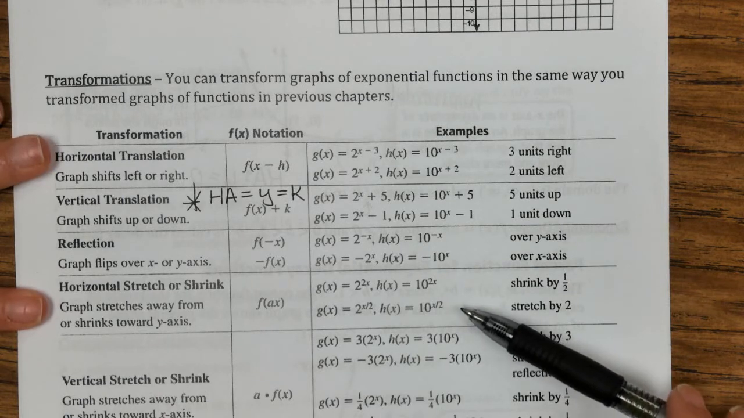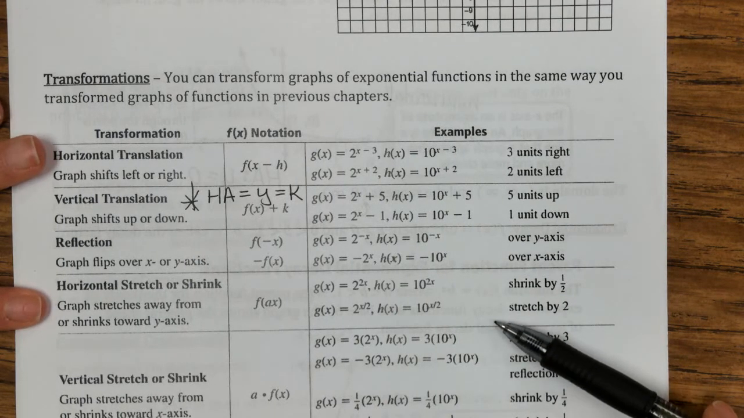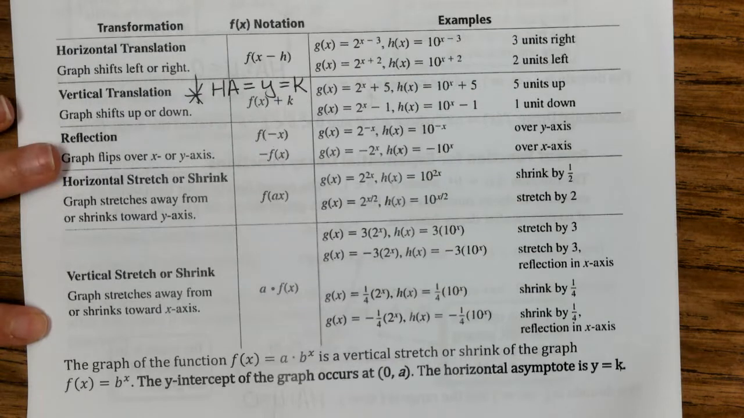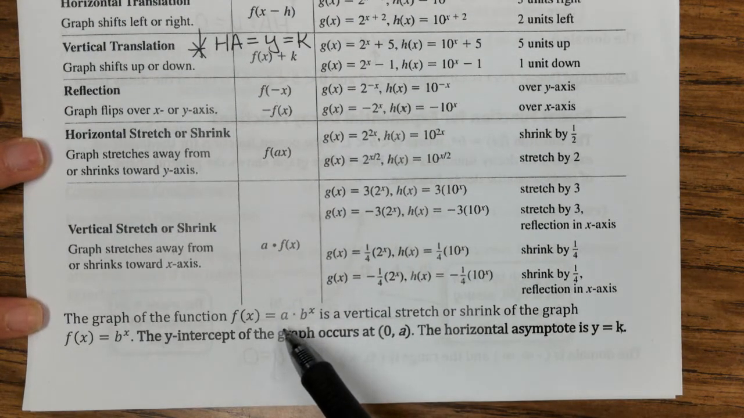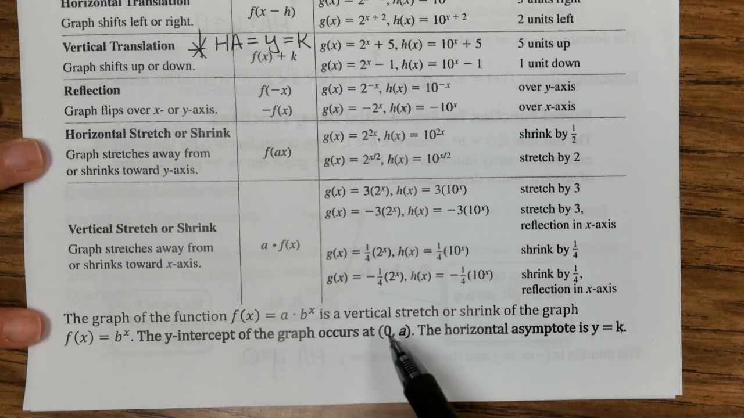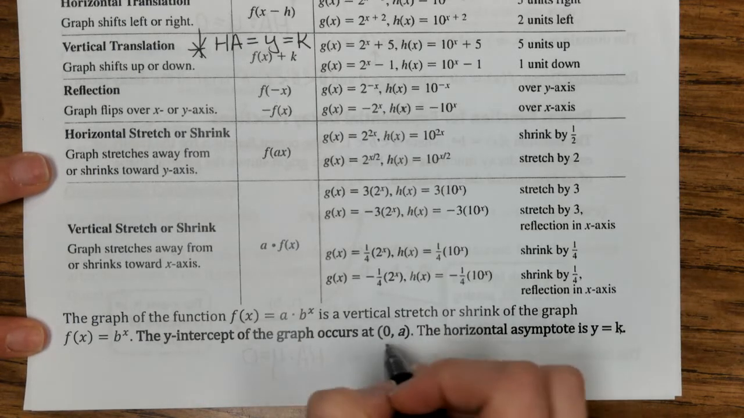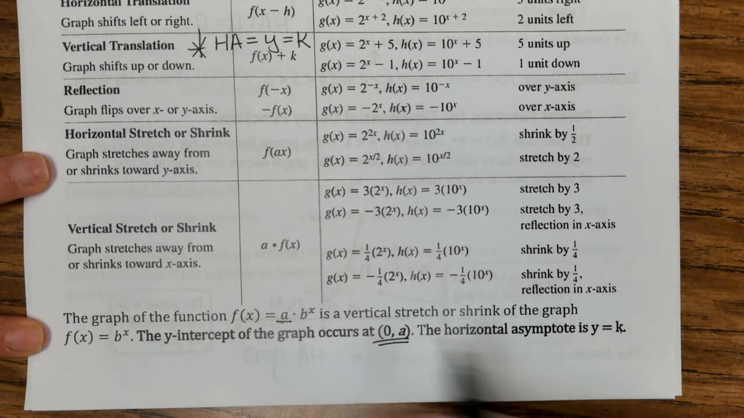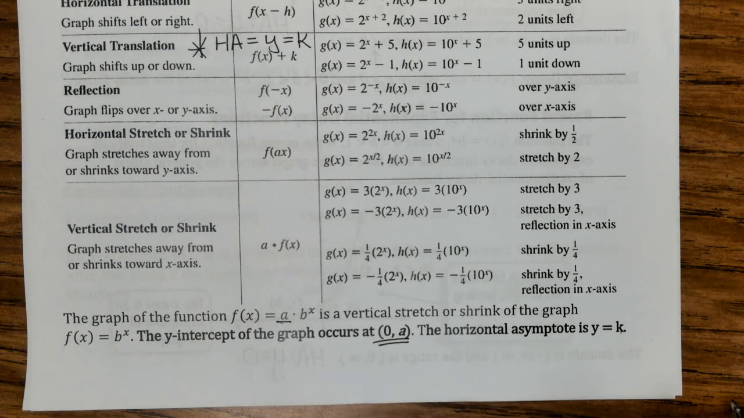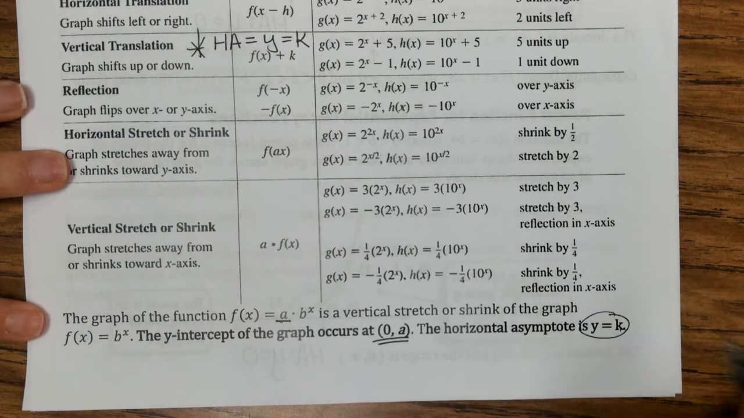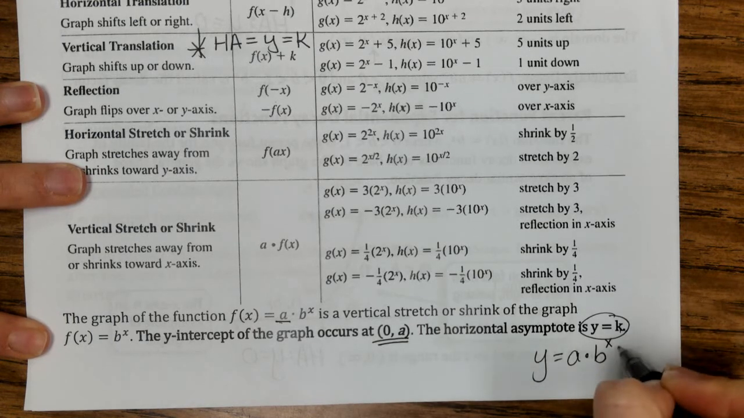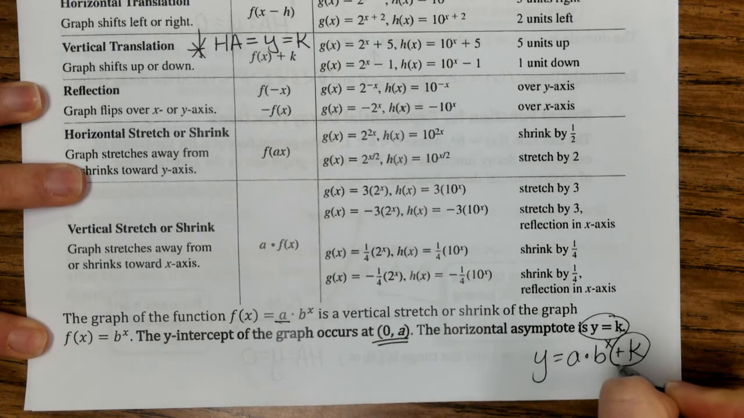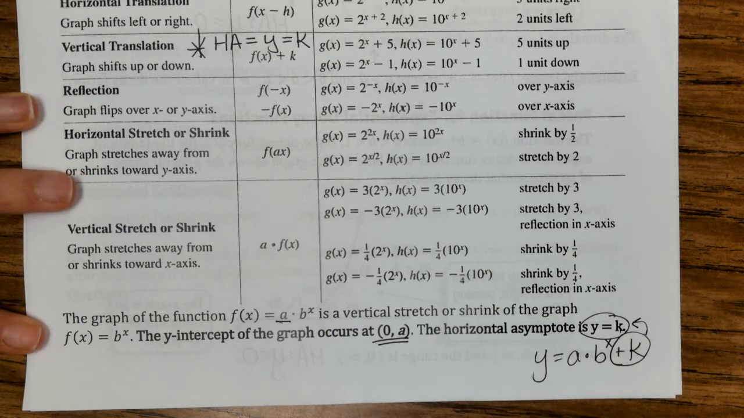Horizontal, remember everything is basically a reciprocal when it comes to stretches and shrinks. Vertical is as is. So if you have a number now multiplied to that base raised to the x power, that's your stretch or shrink. Your y-intercept is going to change, and it's going to be whatever that a value is. So that's only if you have something multiplied. I've already said the horizontal asymptote is going to be whatever your k is. So if I have y equals a times b to the x plus k, whatever that is going to be your new horizontal asymptote.